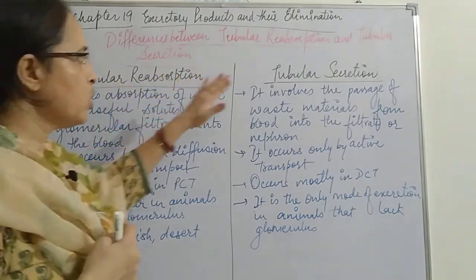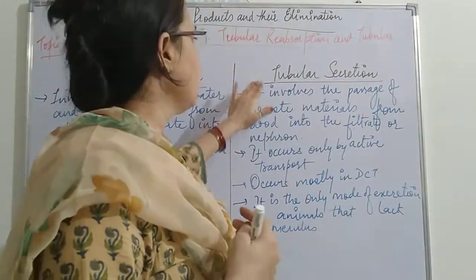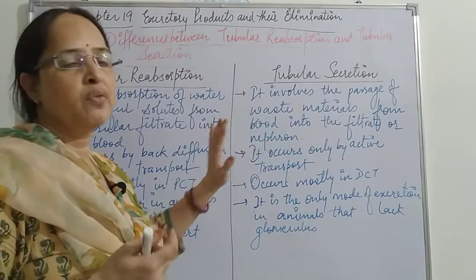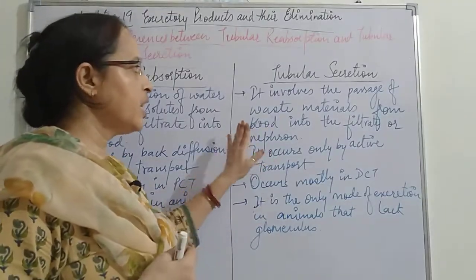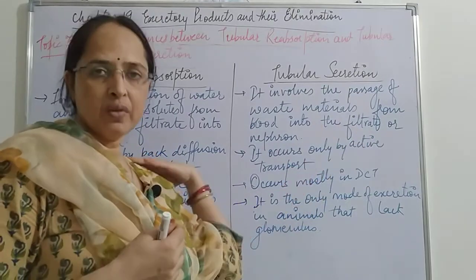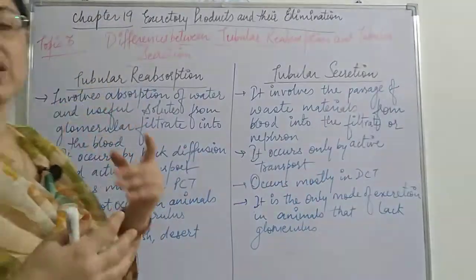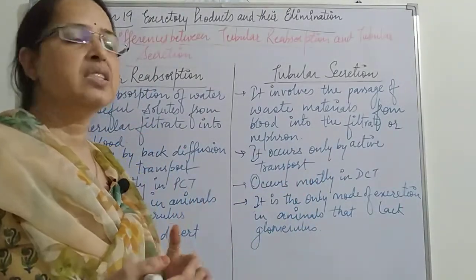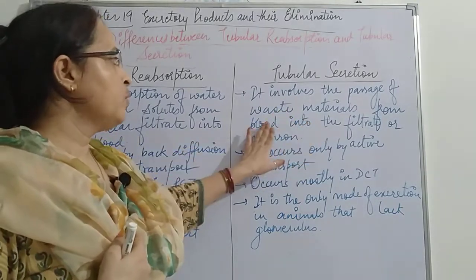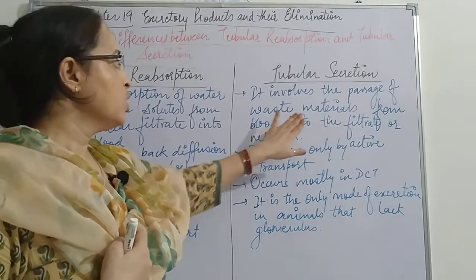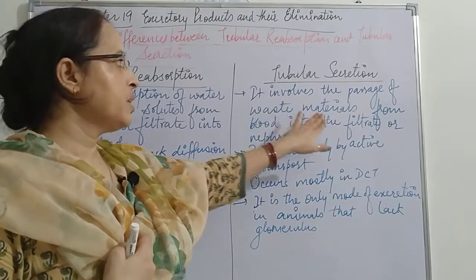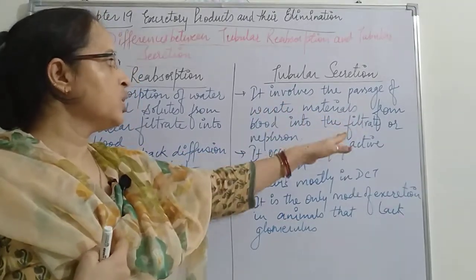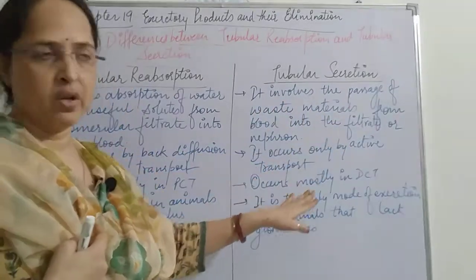When we talk about tubular secretion, it usually involves the passage of waste materials from blood into the filtrate. Means over here the filtration, glomerulus is not there, but the filtrate is moving out from the blood. So here the waste materials from the blood enter into the filtrate or into the nephron.